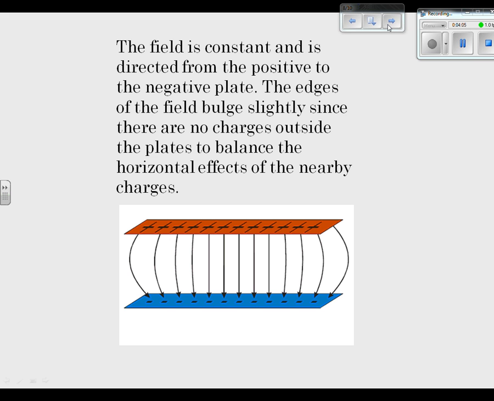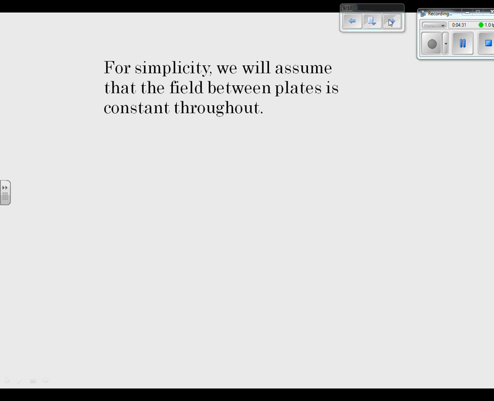The field is constant and is directed from positive to negative. The edges of the field do bulge slightly since there are no charges outside the plates to balance the horizontal effects of the nearby charge. So there's nothing out here like in here we've got this one and this one that are balancing out, so it's straight down. Over here on the left, there is no force sort of balancing it out, and that's why you do get that bit of a bulge. But again, we're not going to worry too much about it. We're going to assume, for simplicity's sake, that the field between the plates is constant.